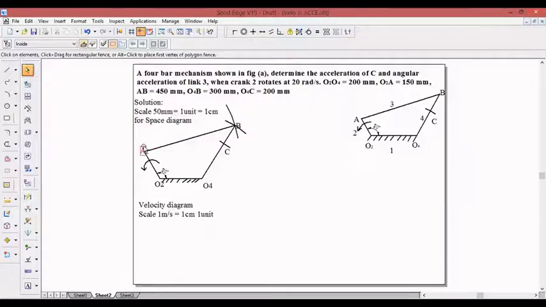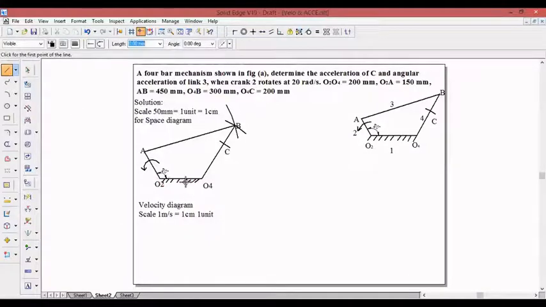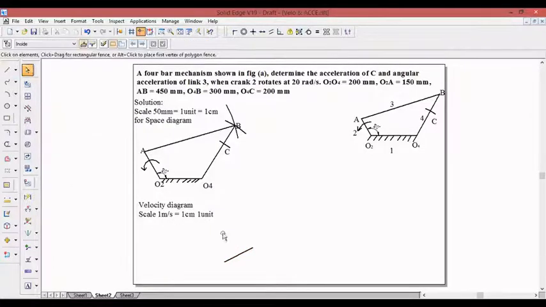of point A with respect to O2, that is absolute velocity, will go in this direction, and that should be perpendicular. And we know the magnitude as well as the direction of VA. The magnitude is 3 meters per second, so I'll take it as a 3 centimeter line, and this line should be perpendicular to the crank.